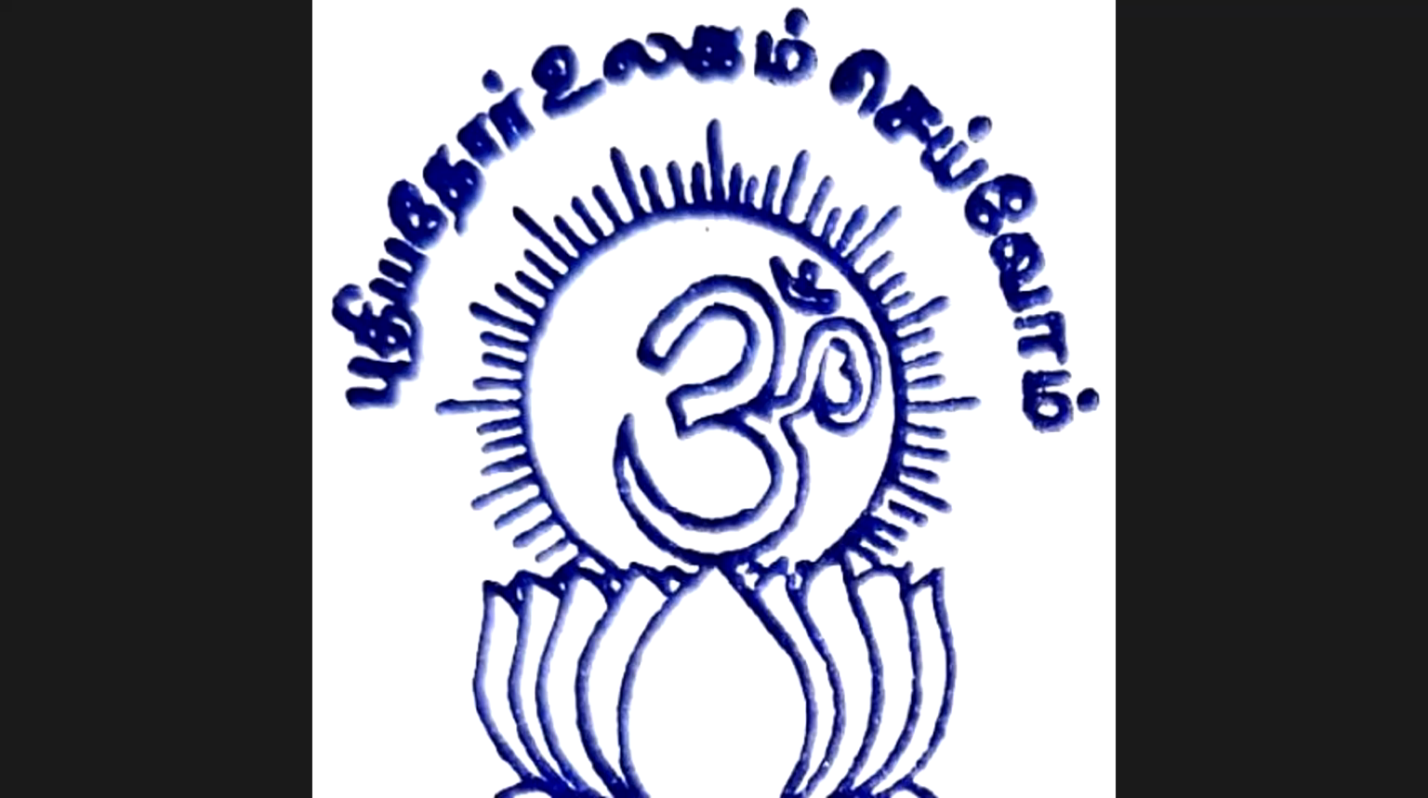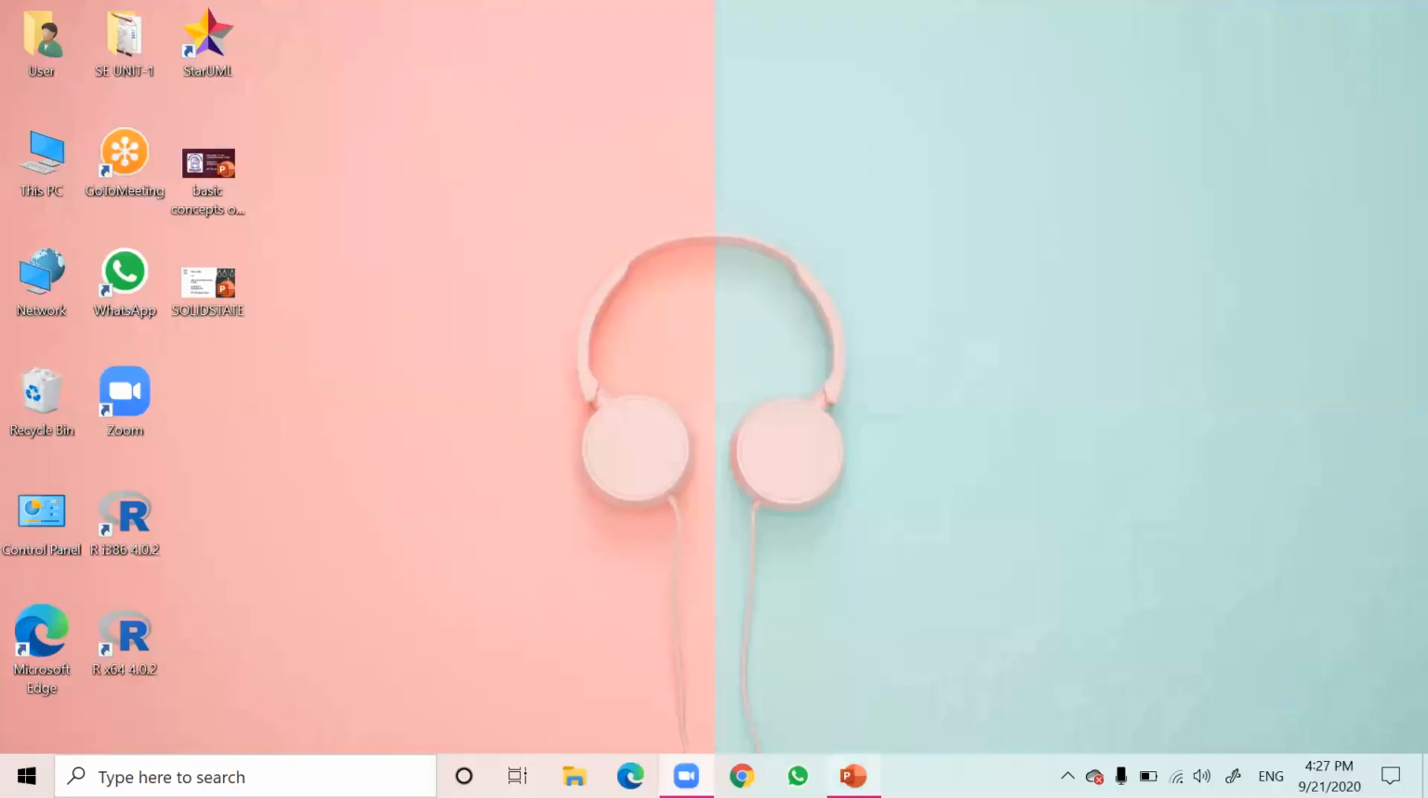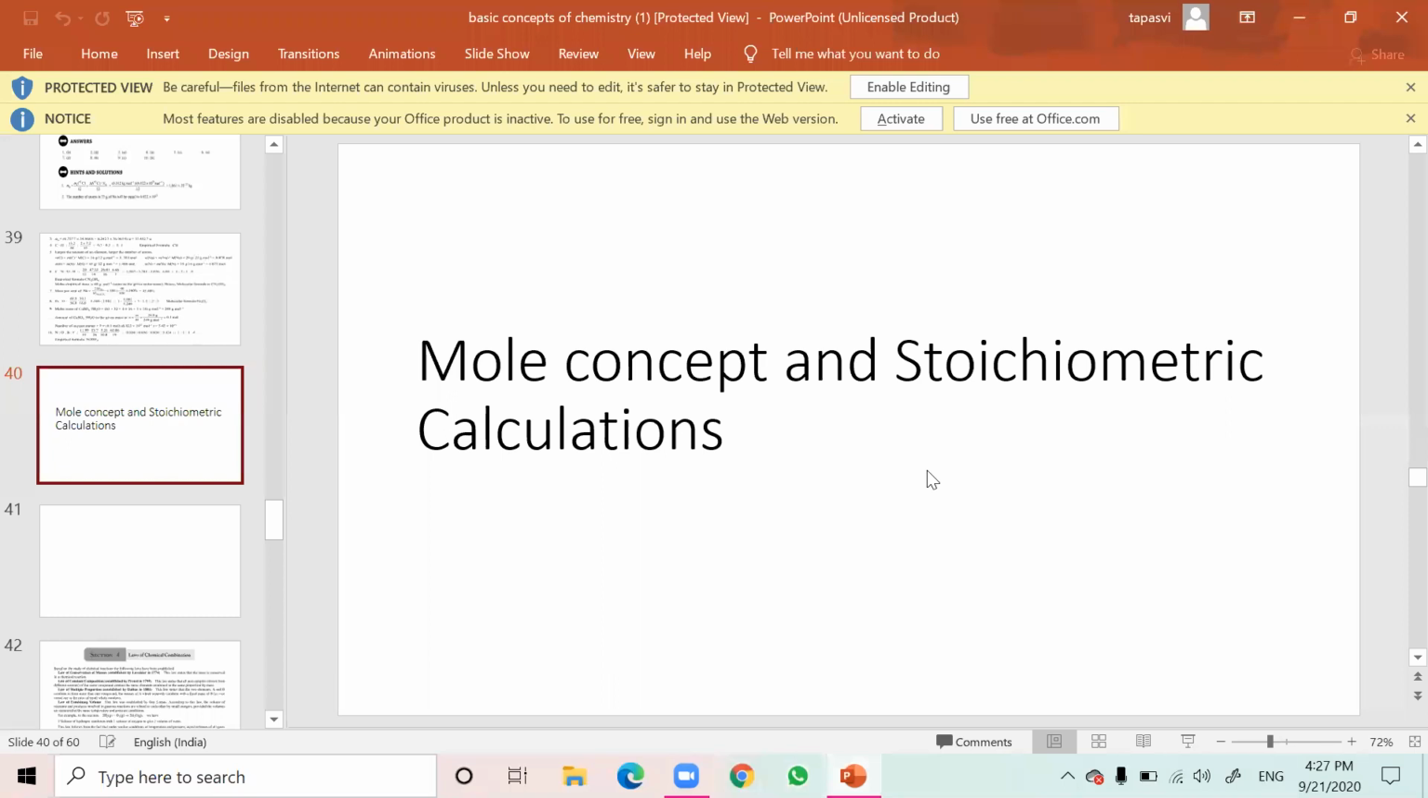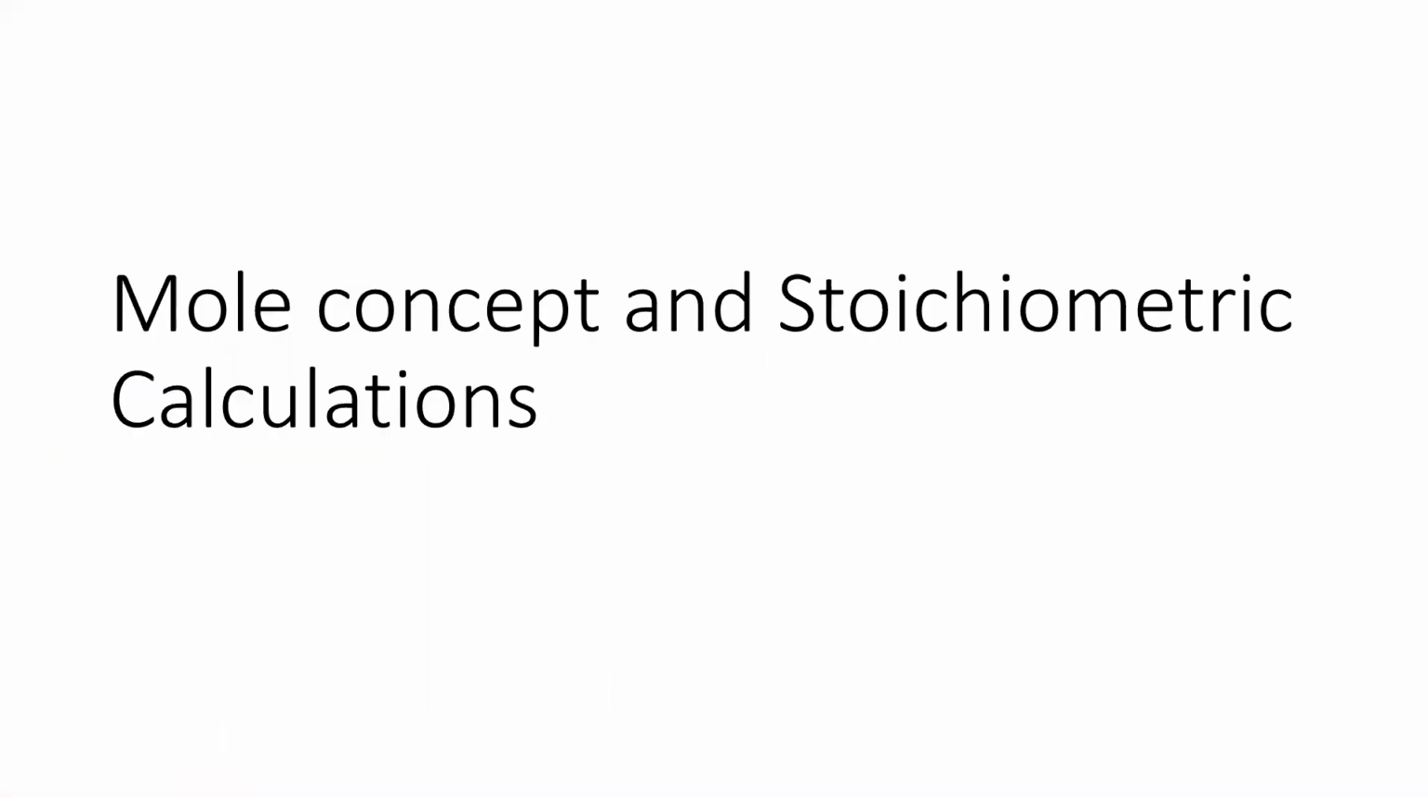So today we are going to discuss some basic concepts of chemistry, lecture 3, and the topic is mole concept and stoichiometric calculations. Very, very important topic. From this topic, definitely you are going to get questions for competitive exams. So mole concept and stoichiometric calculations.